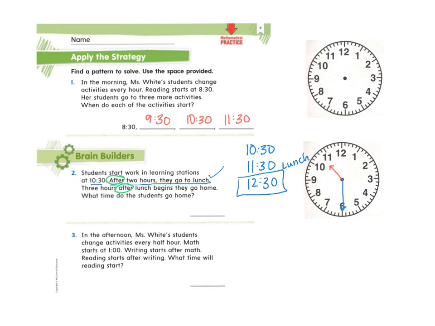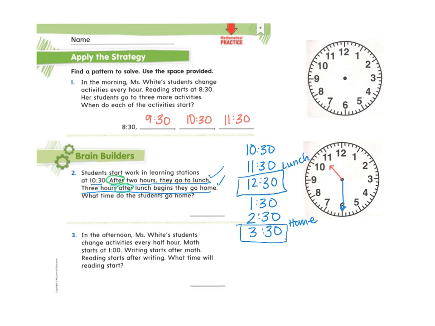Okay? So 3 hours later. So I'm going to keep counting by an hour. So what comes after 12:30? Well, we're not talking about military time, so it's not 13:30. It is 1:30. And then another hour would be 2:30. Another hour would be 3:30. So now they're going home at what time? 3:30. Home. So it says 3 hours after lunch, they go home.